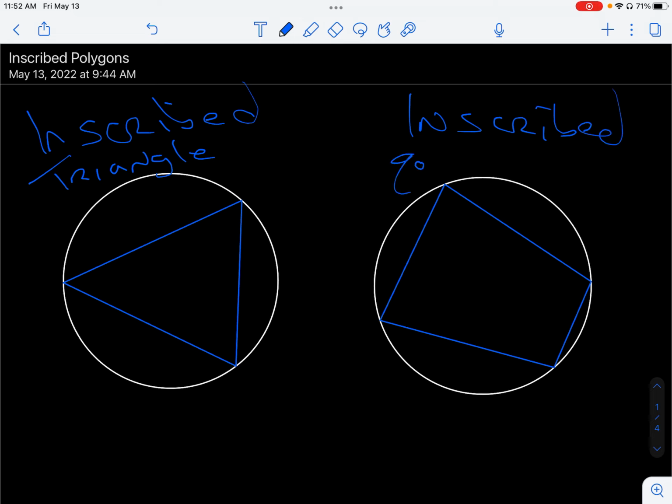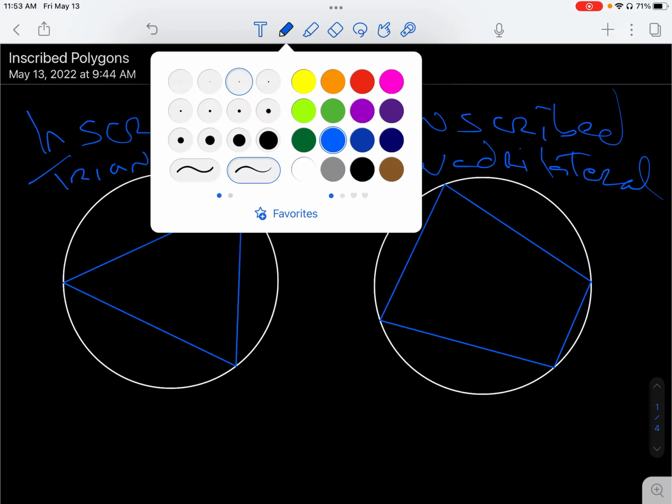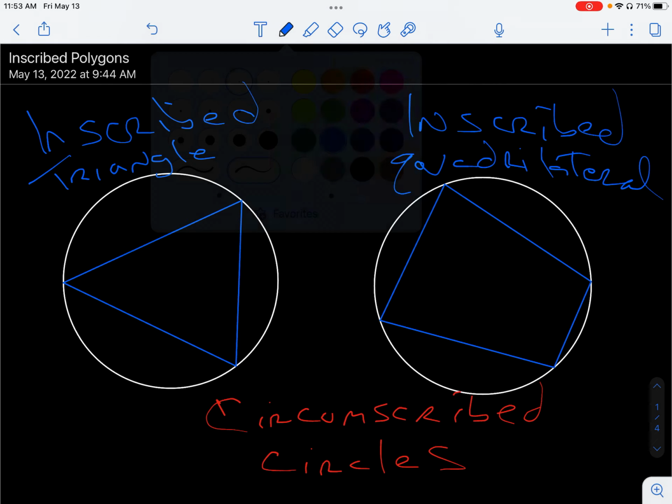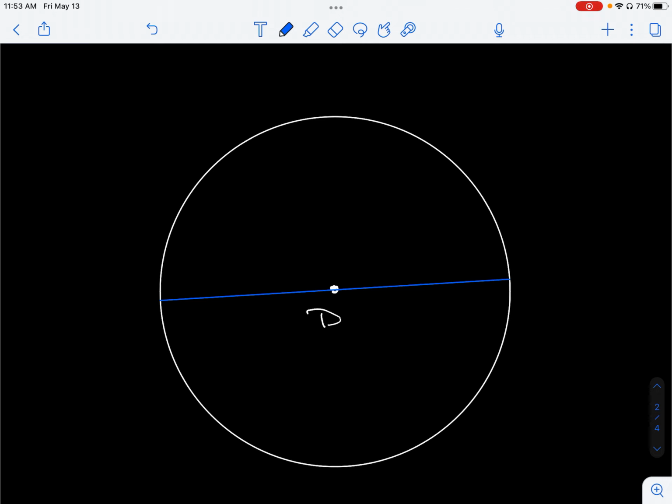inscribed quadrilateral. And the circles are called circumscribed circles. So if we're dealing with a circumscribed circle, then we know we have an inscribed polygon in the circle.